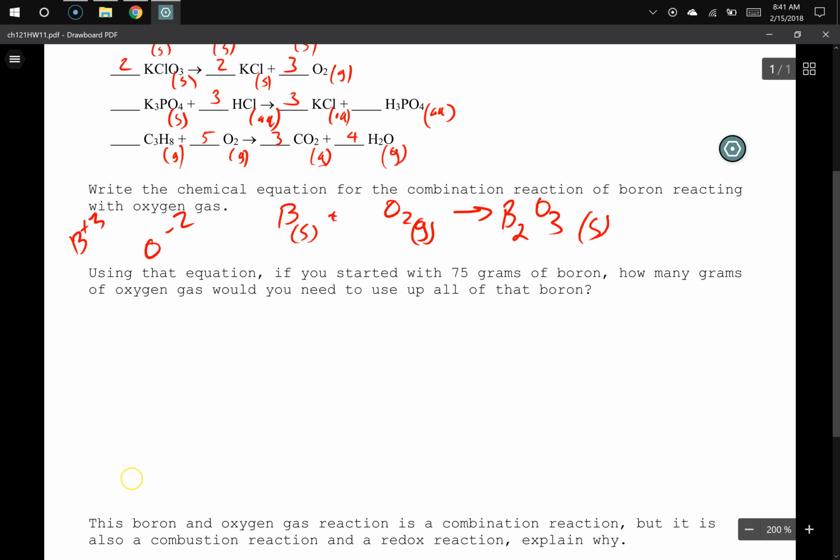Okay, so we're going to use this equation, and I'm going to start with 75 grams of boron, and I want to know how many grams of oxygen do I need to use up all of that boron. So 75 grams boron. So for every 1 mole of boron, I need some number of grams of boron.